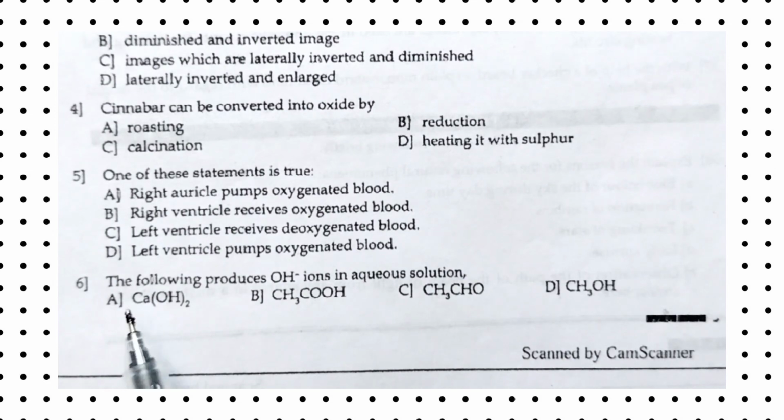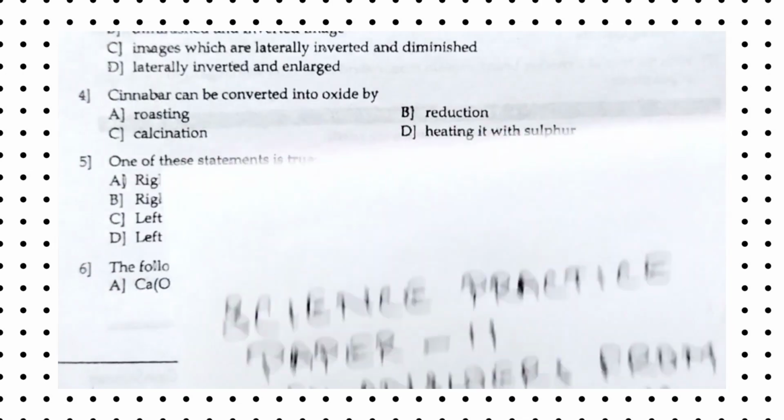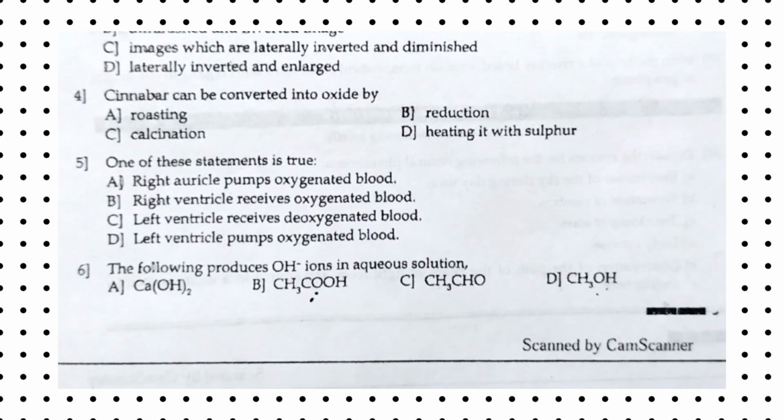Next, coming to the sixth question, the following produces OH minus ions in aqueous solution. Calcium hydroxide, acetic acid, CH3CHO aldehyde, CH3OH alcohol. Acetic acid produces H+ ions. So the right answer for the sixth question is Ca(OH)2, that is option A, calcium hydroxide. It gives out OH minus ions in aqueous solution.